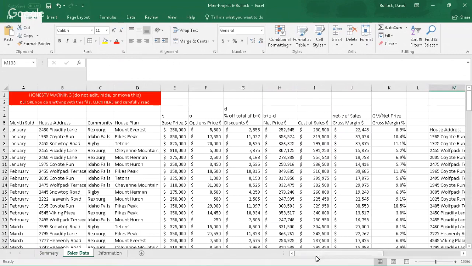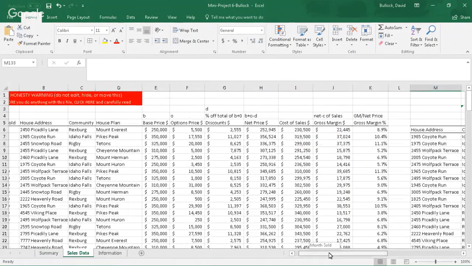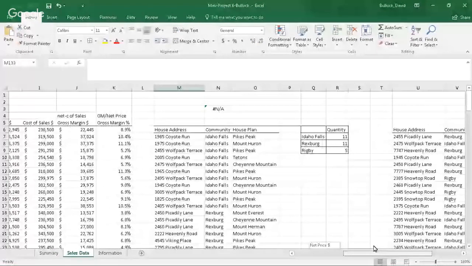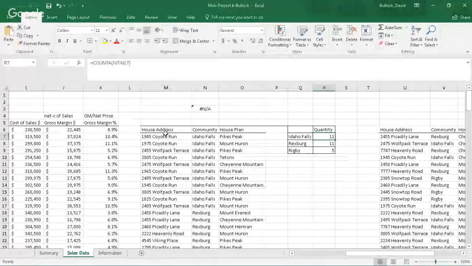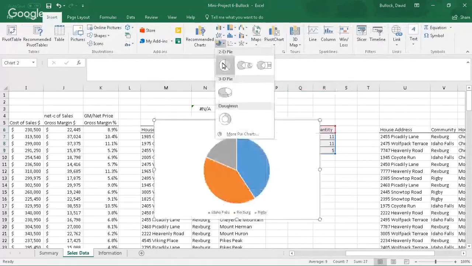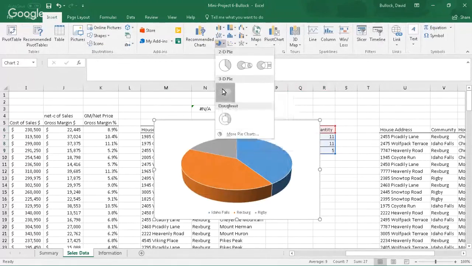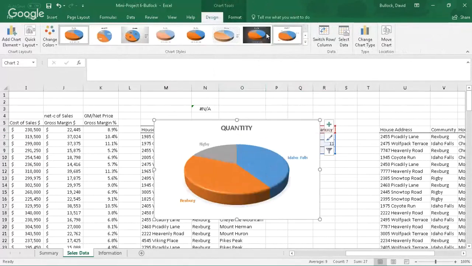It says make two more copies of the information, and I only made a copy of the pertinent information on mine, like the community and house. And then I just counted them. I sorted and counted them. I did a COUNTA of this section, just to say I did a formula rather than hand counting them. Nice. And then I did insert pie chart of that. And then I picked what I wanted to name it.